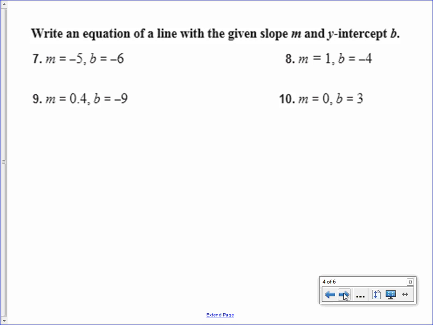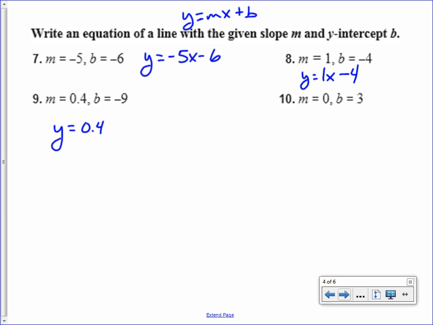Next thing, if I want to write the equation in slope-intercept form, now we're simply working the other way. So I'd have y equals negative 5x minus 6. Y equals mx plus b. Okay, so this other one, y equals 1x minus 4. So I'll give you a little time to write the next two. And you should have had y equals 0.4x minus 9. And you should have had y equals 0x plus 3, or simply y equals 3.